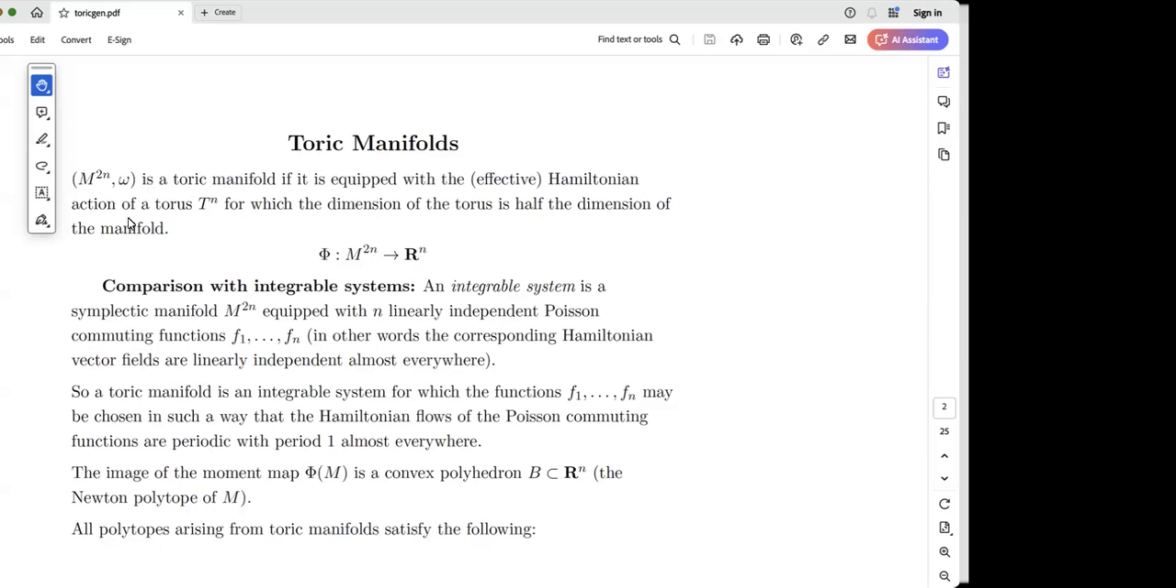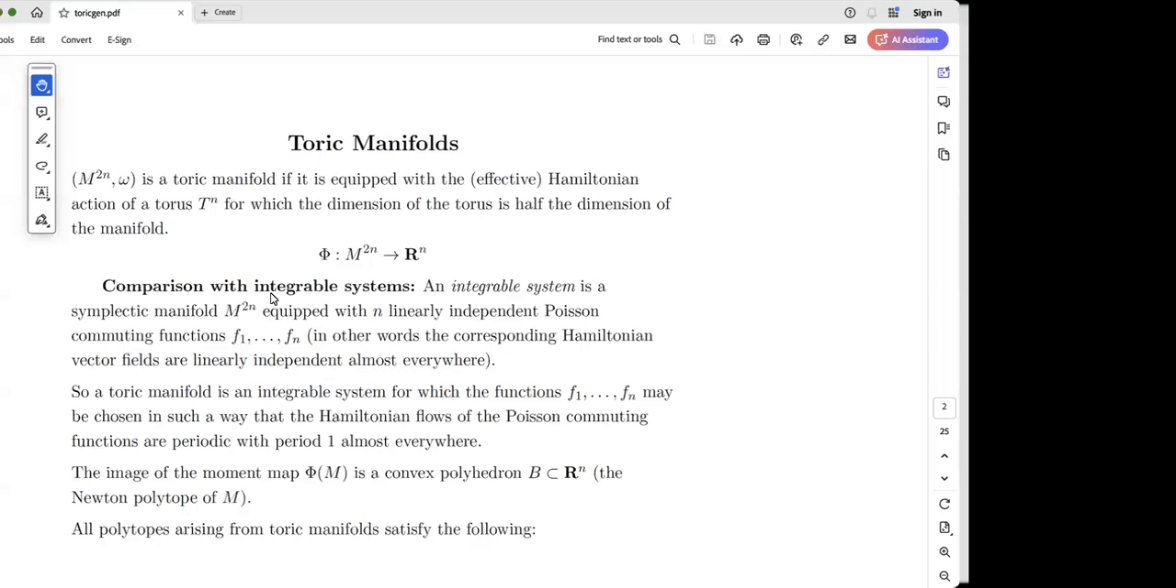In any case, I'll be talking about M, which is a toric manifold, meaning that it is equipped with the effective Hamiltonian action of a torus of half the dimension of the manifold. So it's assumed to be a symplectic manifold. And I will denote the moment map by phi.